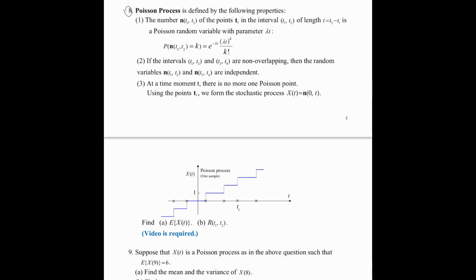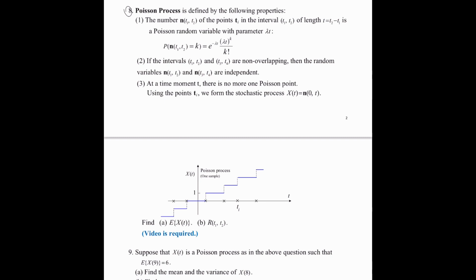A Poisson process is defined by the following properties. 1. The number n(t1, t2) of the points ti in the interval (t1, t2) of length t = t2 - t1 is a Poisson random variable with parameter lambda t. Probability of n(t1, t2) = k equals e^(-lambda t) (lambda t)^k over k factorial. 2. If the intervals (t1, t2) and (t3, t4) are non-overlapping, then the random variables n(t1, t2) and n(t3, t4) are independent.